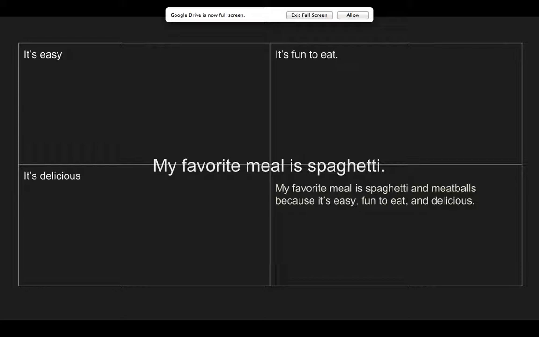So this one says, my favorite meal is spaghetti. So we have our thesis or argument in the center. And then I have my reasons or claims on quadrants 1, 2, and 3. It's fun to eat, it's easy, it's delicious. And then my wrap-up sentence where I take my argument and my claims and I put them together. Remember, it's very similar to restating your claim and the review of your conclusion. So my favorite meal is spaghetti and meatballs because it's easy, fun to eat, and delicious. So today we're going to go one step farther.